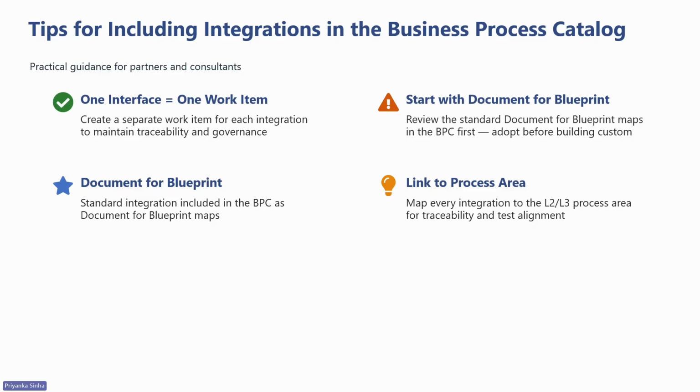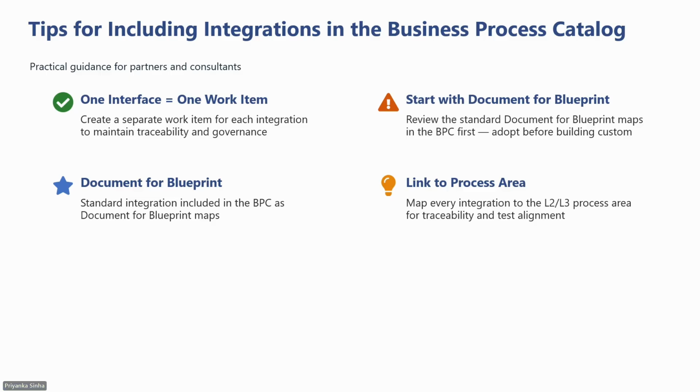And finally, link to the process area. Map every integration to its L2 or L3 process area. This is how you maintain traceability from business requirement through to implementation and testing.